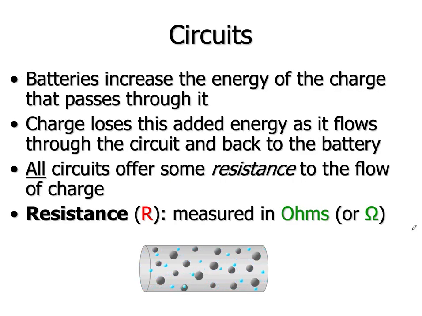Batteries increase the energy of the charge that passes through it. When you complete a circuit, in other words, circuit means circle, you connect a wire from one end of the battery to the other side to complete the circuit. Charge loses this extra energy as it flows through the circuit and back to the battery. All circuits offer some resistance to the flow of charge. Resistance is like the opposition to the flow of charge.